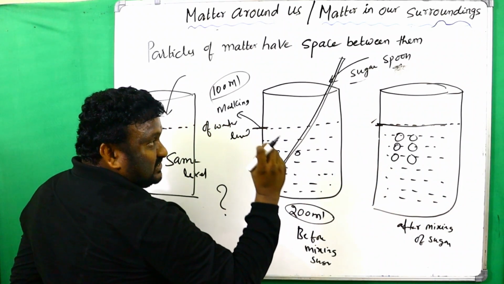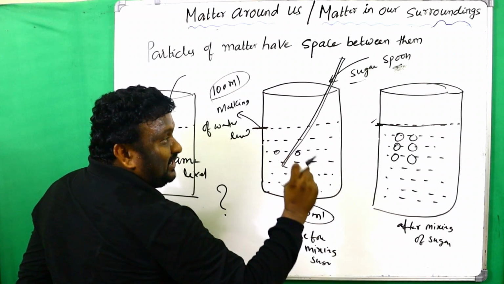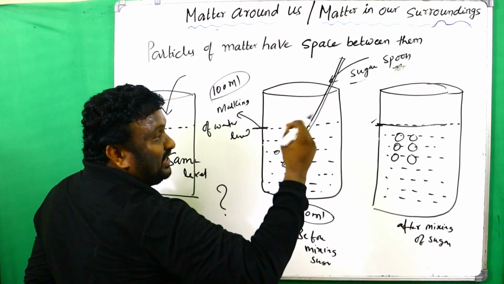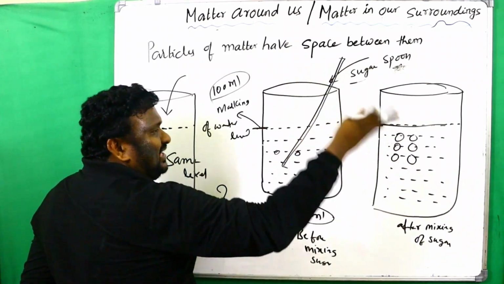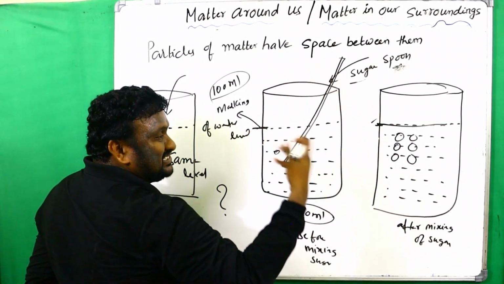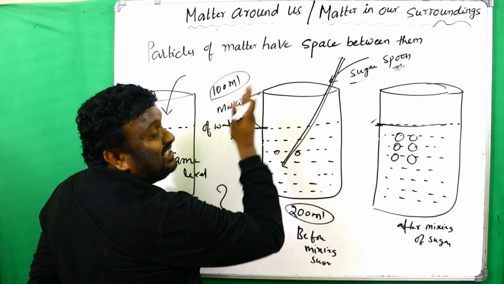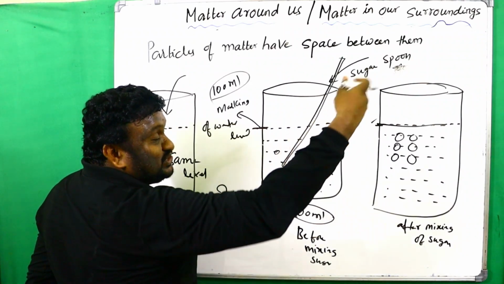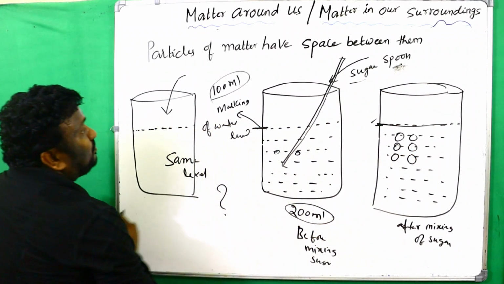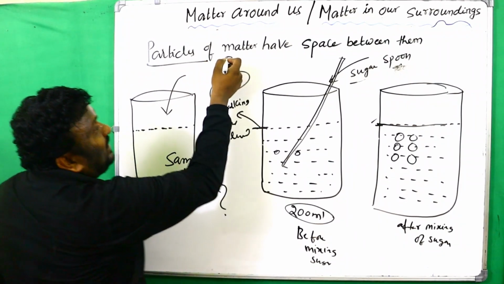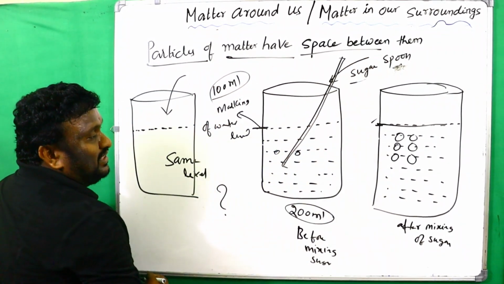Up to the point that space is available between the particles of matter, only then is there no rise in the level of water. If you again keep adding sugar continuously, the level should increase. Why? Because there is no further gap between the molecules of liquid. So this is the activity to prove that particles of matter have space between them.